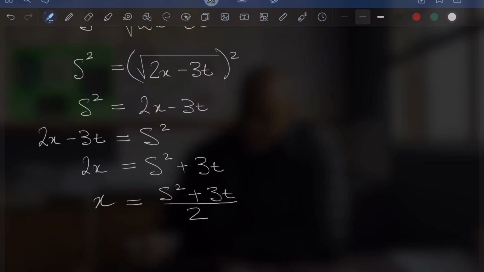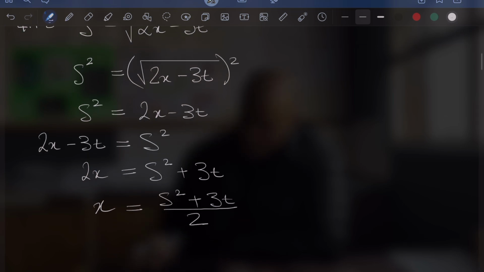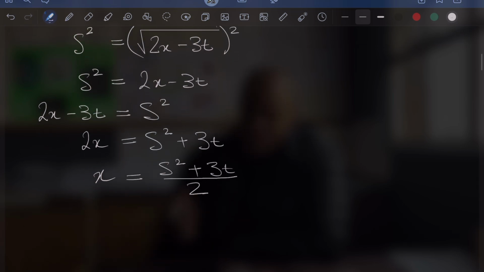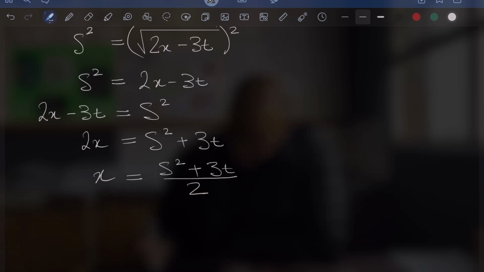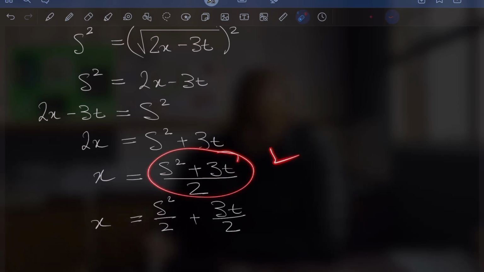Remember, your answer is not going to be a number in this case because it is a literal equation. There is more than one unknown. We simply want to write one of the unknowns, in this case x, in terms of all the other unknowns or variables. Some of you would go further by splitting this up and saying x is equal to s to the power 2 over 2 plus 3t over 2, which is not necessary. This point over here is just fine.